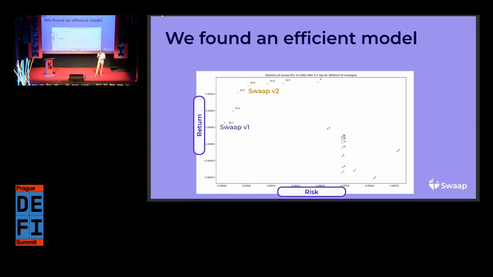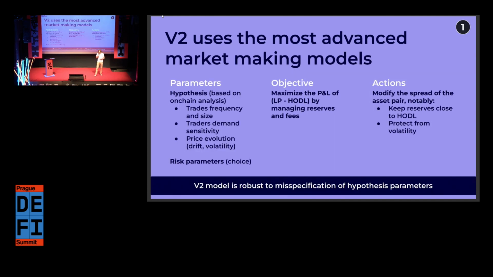So how does this model work? It's a model that uses the most advanced market-making models that you can find in TradFi, and adapts them to the infrastructure of DeFi. Our model uses different parameters. First, hypotheses that are based on on-chain analysis, like the trades' frequency and size, the traders' demand sensitivity, and the evolution of the prices. And it also includes a risk component.